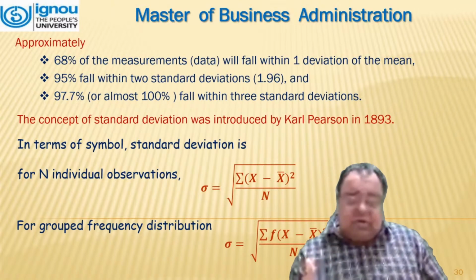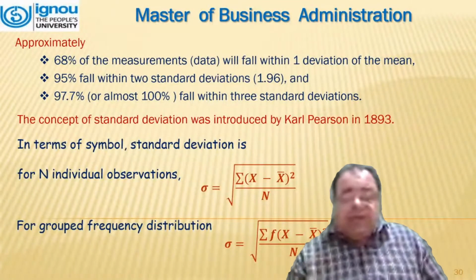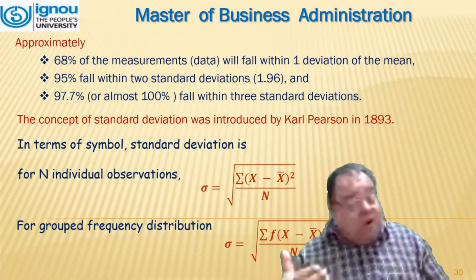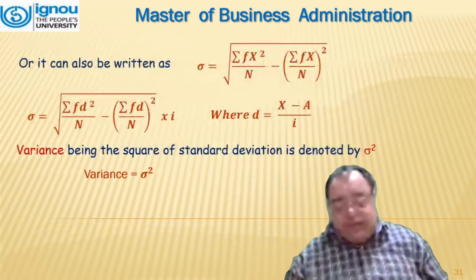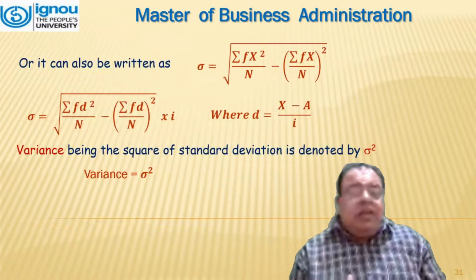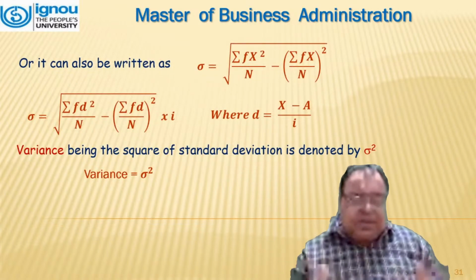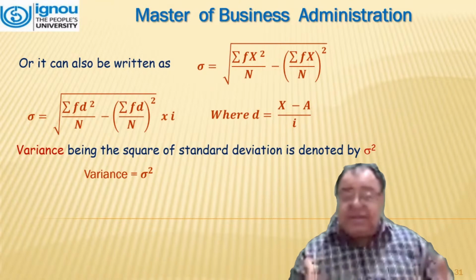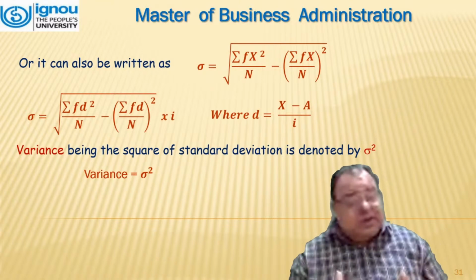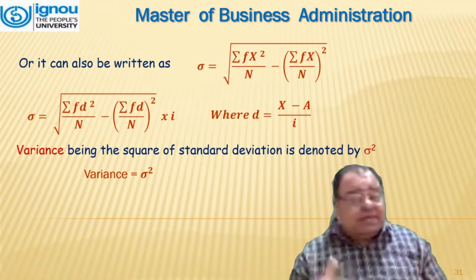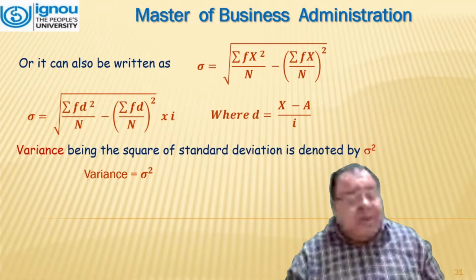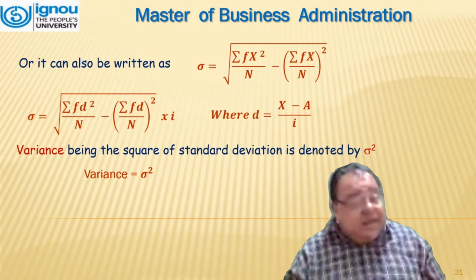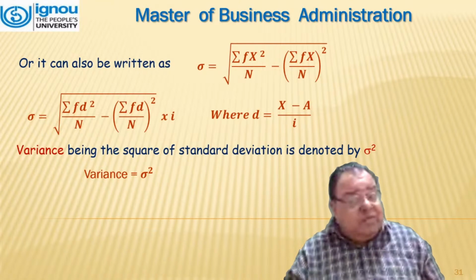And if the data is grouped, that means frequency will come. So there is a minor change: all values will be multiplied with f, and then their summation will be taken. Or it can be written in another way, depending upon the nature of the data. The formula is going to change, but the concept will remain the same. Here, in this case, we take summation of fx square by n minus summation fx by n whole square. There is a difference between the two.